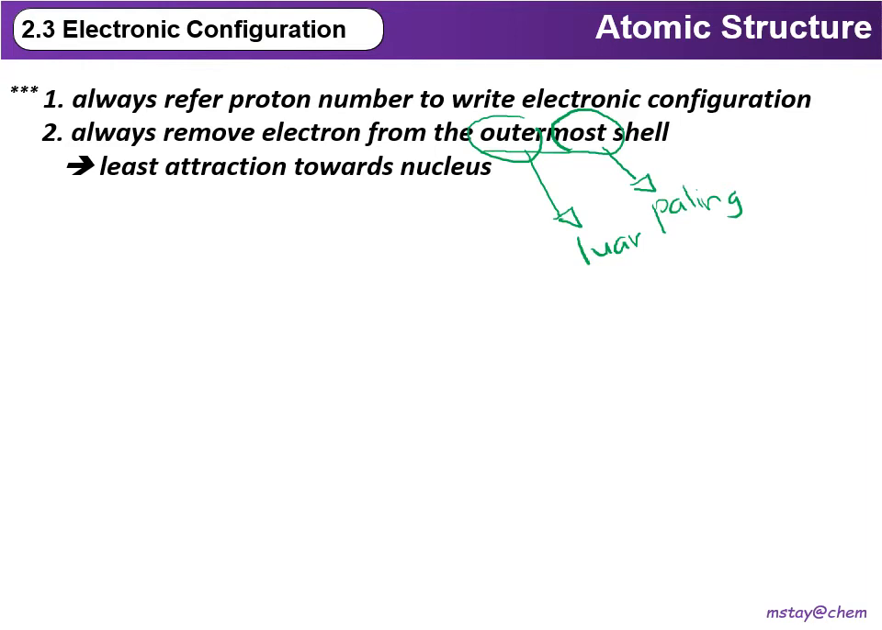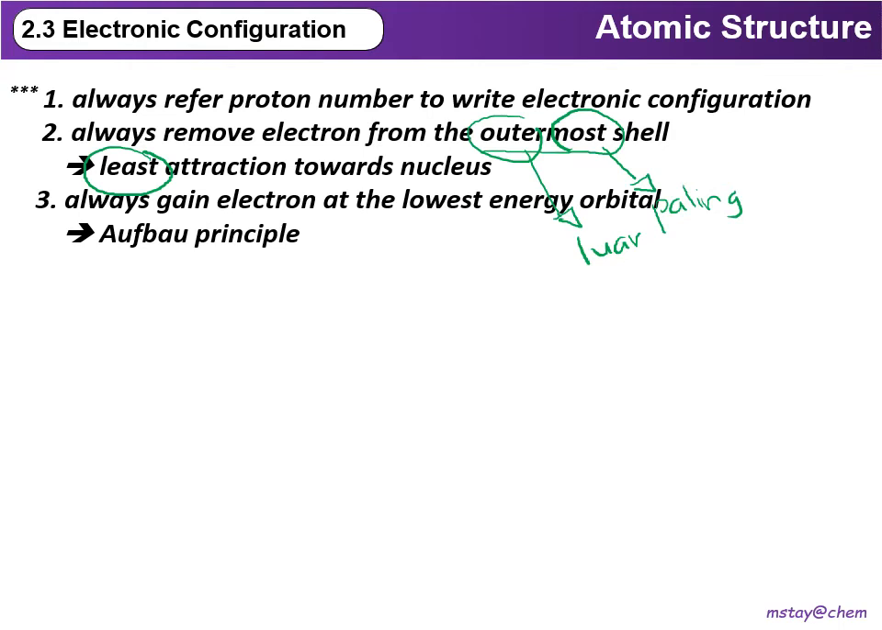Kenapa from the outermost shell, shell yang paling luar? Because they consist of the weakest attraction towards the nucleus, so it is the easiest for us to remove that electron. However, if we want to gain an electron, we are going to fill up the lowest energy orbital that is available.